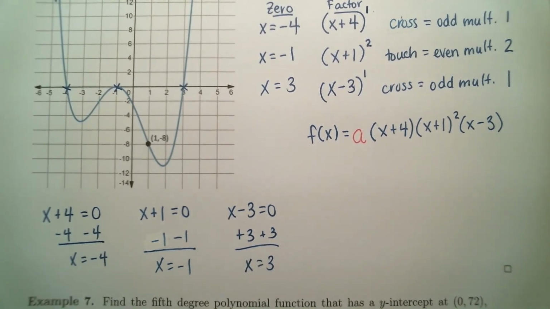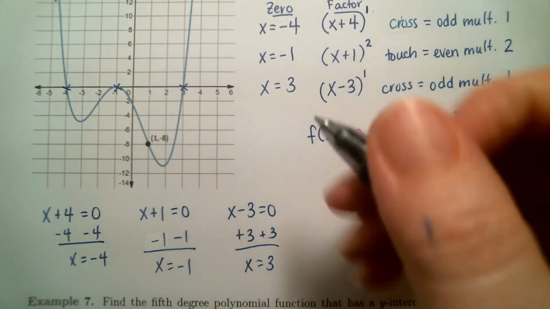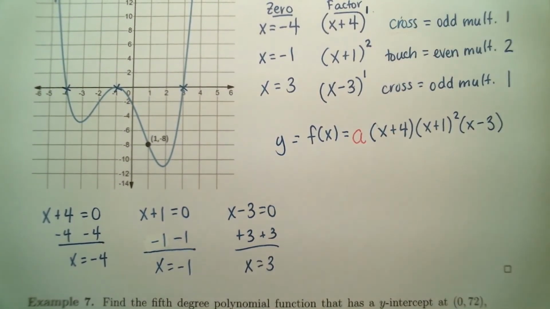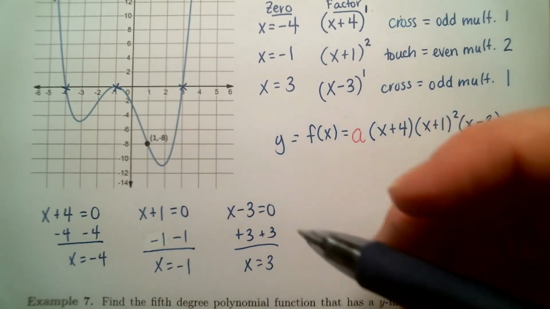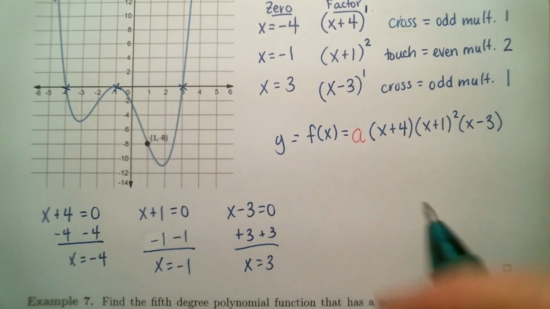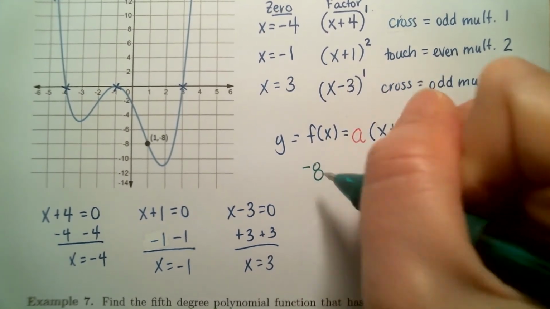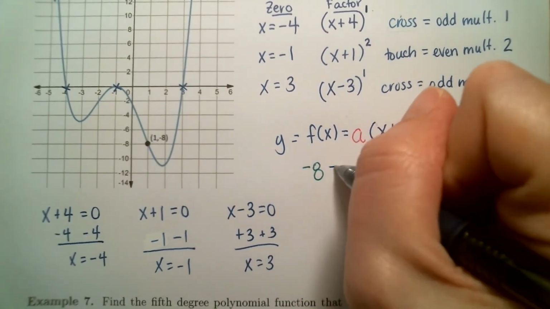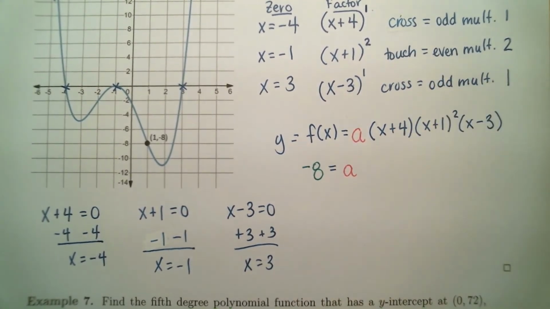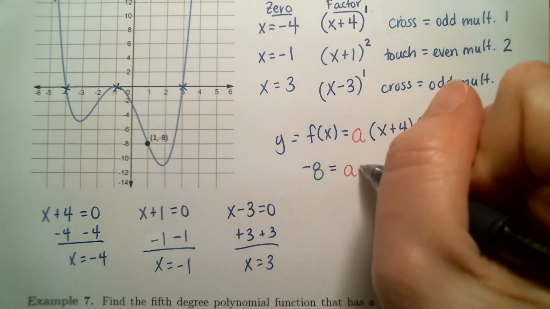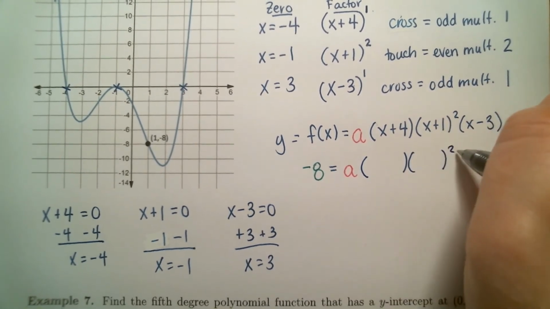Okay, so now we need to use this point. We are going to plug in. Remember, f of x is the same thing as y. If x is 1, y has to be -8. So we're going to use that information. I'll try to color code this. If y is -8, then our x value has to be 1. I'm going to leave A as A because that's what I'm solving for, this leading coefficient. And then here, let me set it up this way.